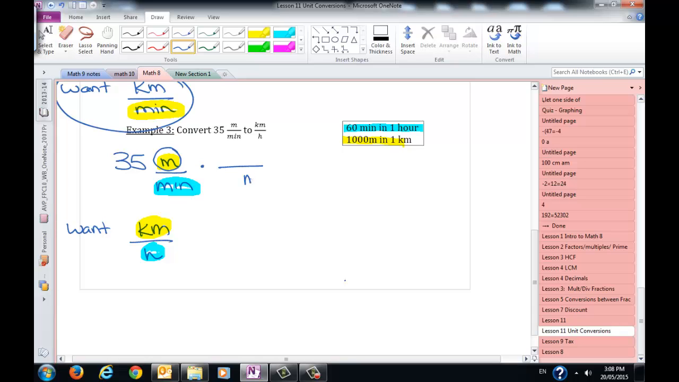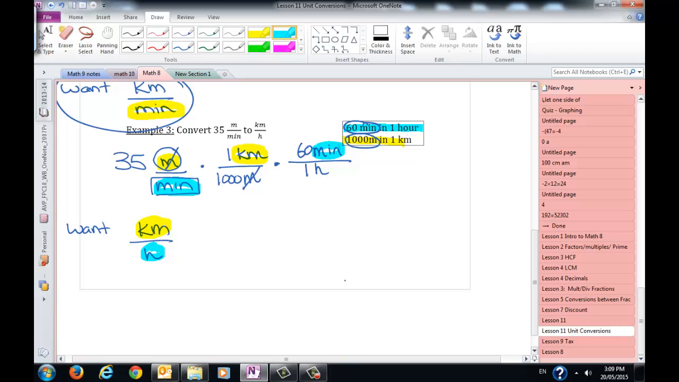Well, if I'm trying to divide out my meters so that I can get rid of them, it's going to be meters on the bottom, and there are 1,000 meters in 1 kilometer. So now meter divided by meter is 1, so those guys divide out. So my units on top, I wanted kilometers, and I now have kilometers. I don't have hours on the bottom though, I still have minutes. So I'm going to continue to multiply to do my unit conversion. So because I have minutes on the bottom, and I want them to divide out, I need to have minutes on top. And there are 60 minutes in 1 hour.